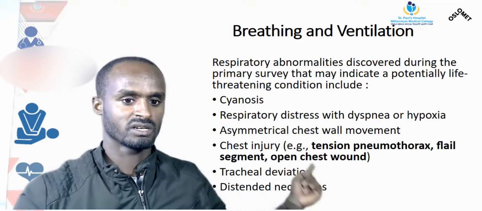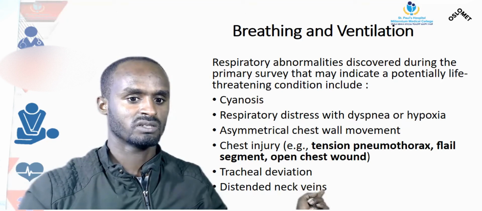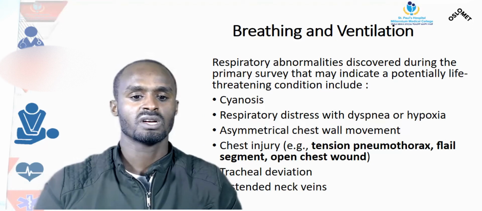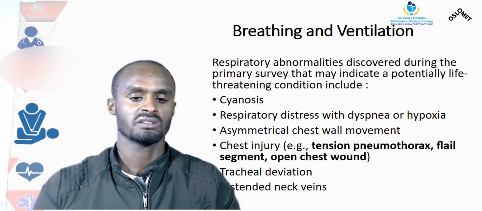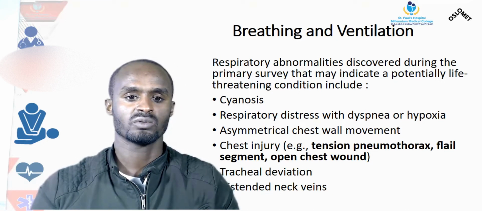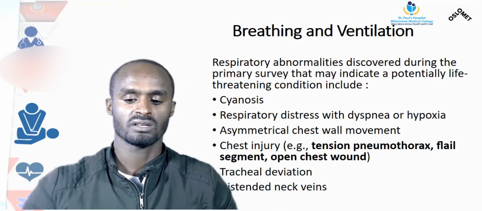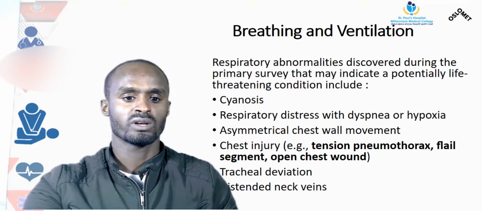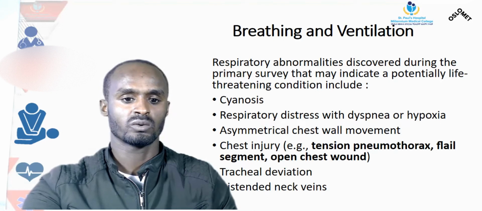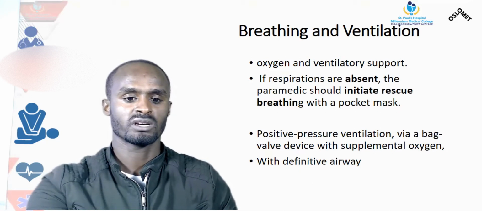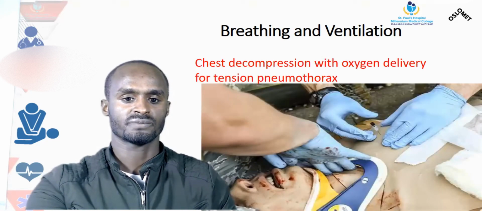And if there is any tracheal deviation or distended neck veins, this suggests tension pneumothorax, or sometimes if there are distended neck veins with hypotension, it indicates cardiac tamponade. So we have to assess and immediately treat the patients. If we identify a tension pneumothorax, we have to manage it through chest decompression like this.